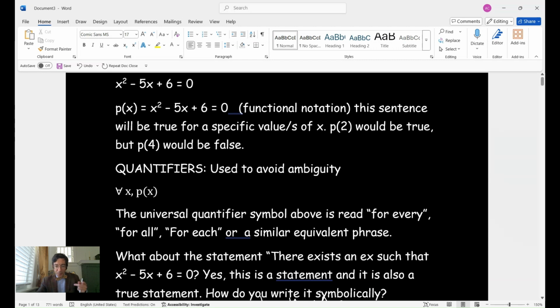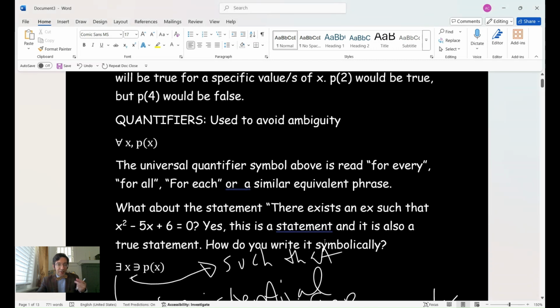Notice what we have here. The quantifiers, we say, are used to avoid ambiguity. That's why you have to know the symbols that I mentioned in the previous videos. I linked it below. The upside down A, I assume you're already familiar with that. It is called the universal quantifier. It's read for every, for all, for each. And it steps in demanding that P of x holds true for all x in the real numbers.